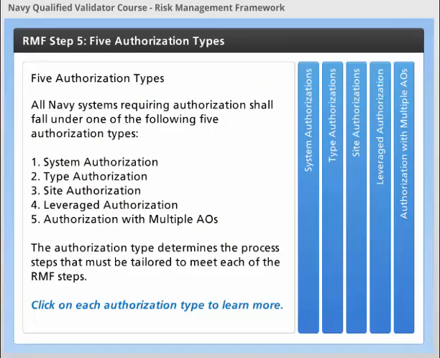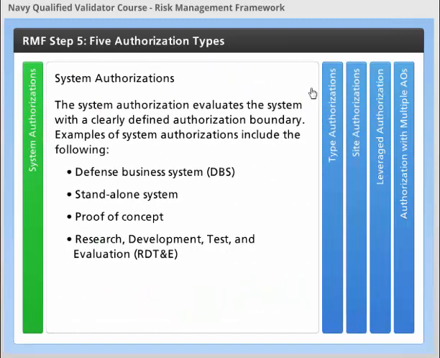All Navy systems requiring authorization shall fall under one of the following 5 authorization types. 1. System authorization. 2. Type authorization. 3. Site authorization. 4. Leveraged authorization. 5. Authorization with multiple AOs. The authorization type determines the process steps that must be tailored to meet each of the RMF steps. Click on each authorization type to learn more.